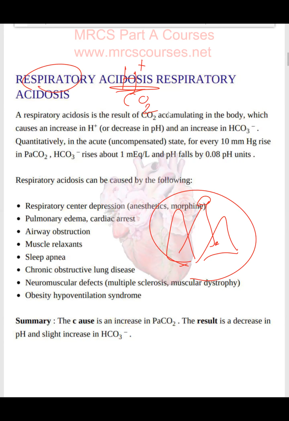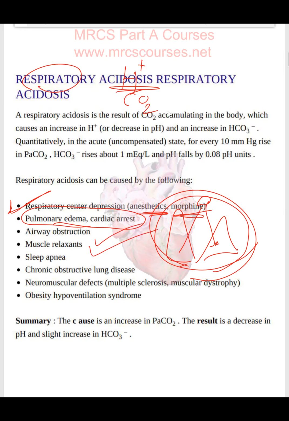Like what? Like respiratory center depression in anesthesia and morphine use. Very clear that morphine and anesthesia will cause respiratory center depression, hypoventilation, retention of CO2, then you are now in respiratory acidosis. Pulmonary edema and cardiac arrest. Also, cardiopulmonary arrest and pulmonary edema will affect the elimination of CO2. Airway obstruction, muscle relaxants, obstructive sleep apnea, COPD, neuromuscular defect like scoliosis and muscular dystrophy. All of that will affect the lung volume and the lung expansion, like kyphoscoliotic patient.